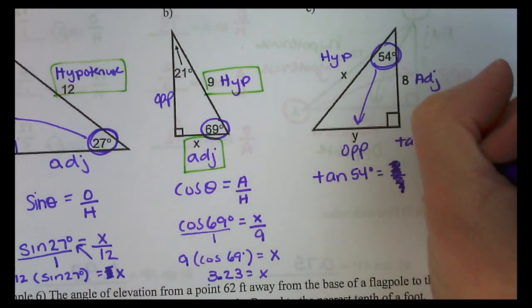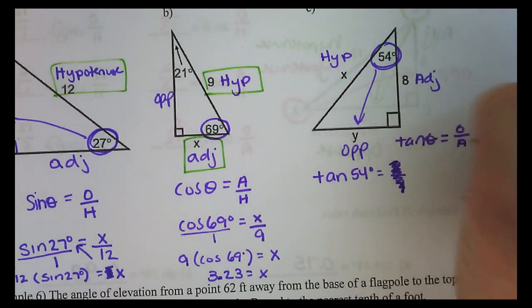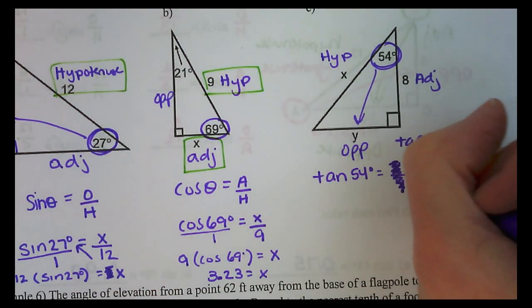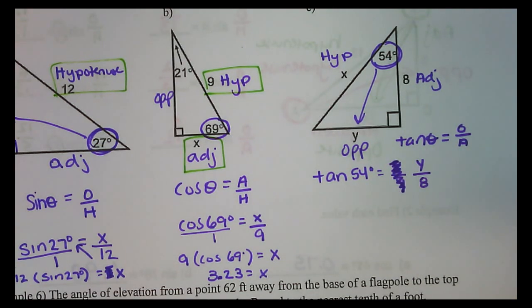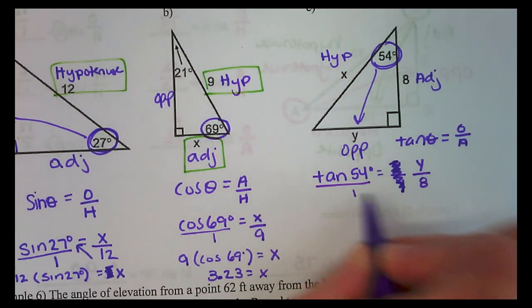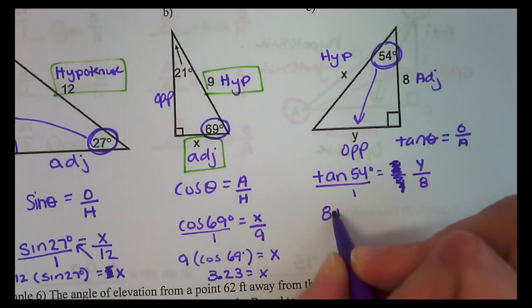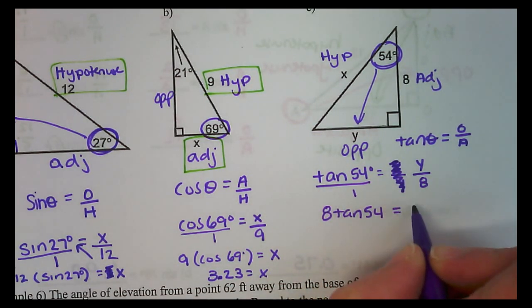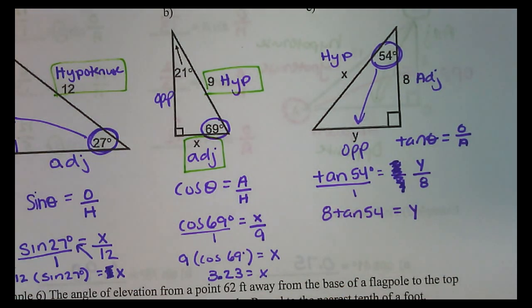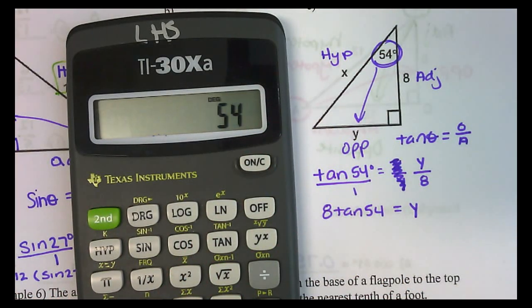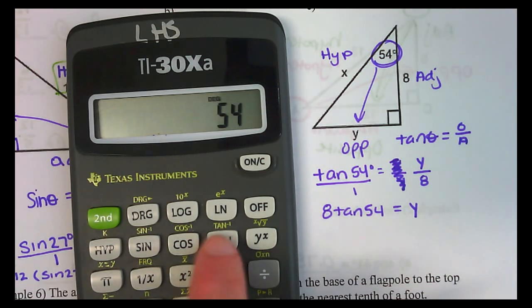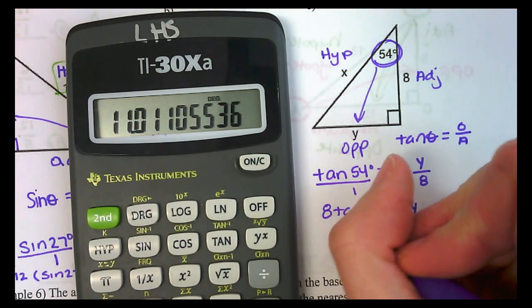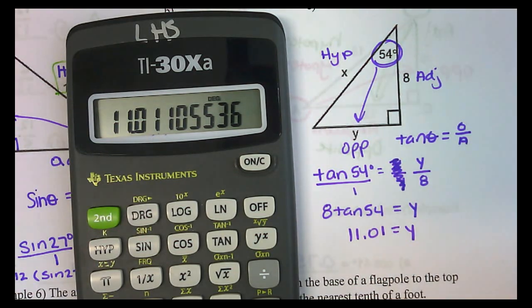Oops, I switched that around. Let me write my formula again. The tangent of the angle is opposite over adjacent. So I'm going to put y on the top and I'm going to put adjacent on the bottom. Same thing we did before, we're going to cross multiply. We get 8 times the tangent of 54 is equal to 1y, which is just y. We're going to put this in our calculators. We can do 54 tangent times 8, or we can do 8 times 54 tangent and then equals. Either way, we get 11.01 for y.